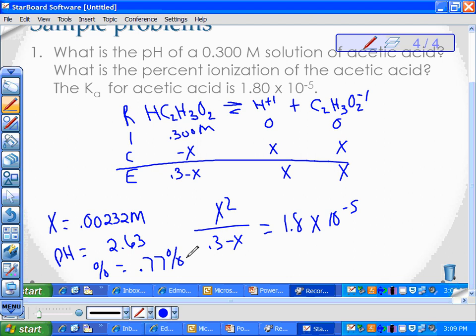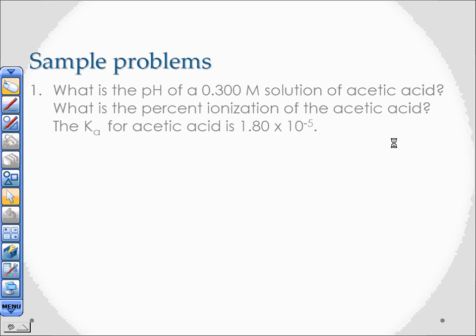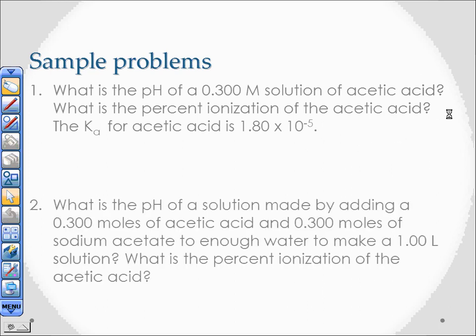Well, what if we put acetic acid not into pure water, but something was already there? So then that leads us to our second type of problem here. What is the pH of a solution made by adding 0.3 moles of acetic acid and 0.3 moles of sodium acetate to enough water to make a 1 liter solution? First thing, we want to change our moles to molarity. Of course, it's 1 liter, so it's going to be a 0.3 molar solution of sodium acetate and 0.3 molar acetic acid. We're also going to figure out the percent ionization.